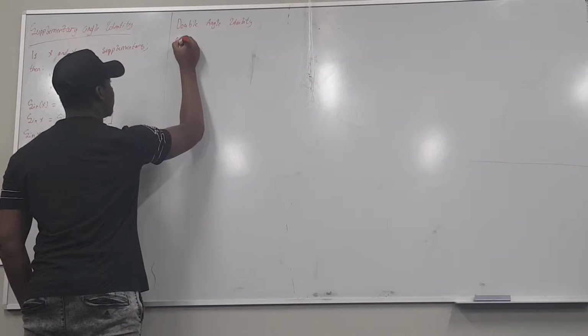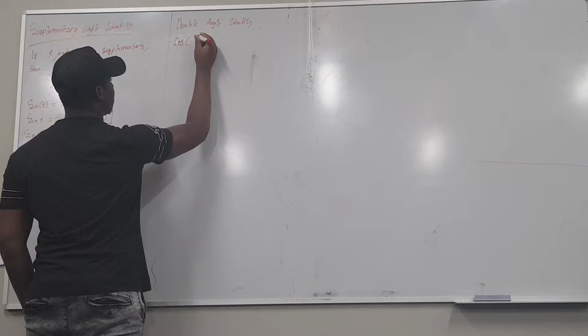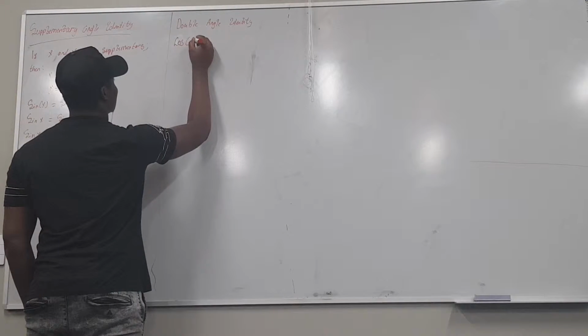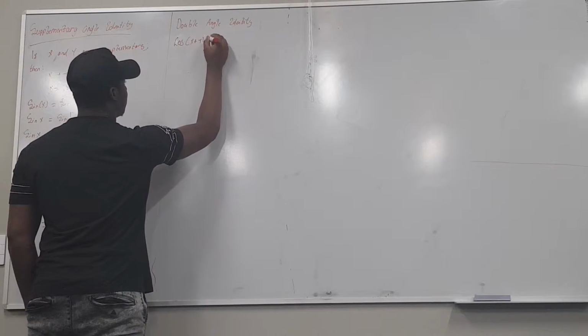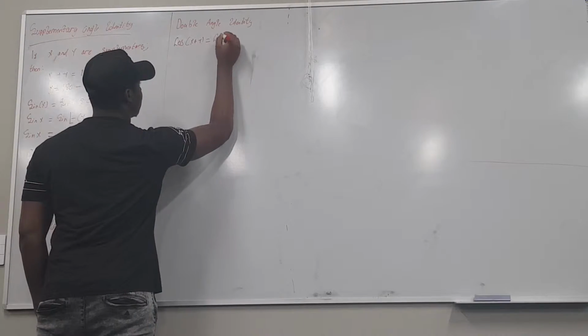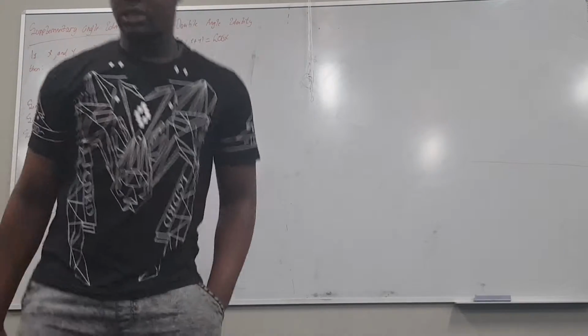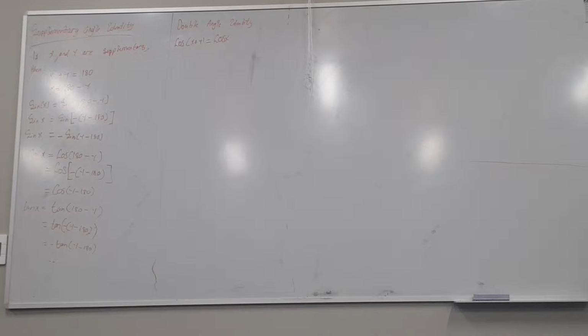Okay, so we know cosine. You can write all this boring stuff down again. Cosine. Let me use x plus y is equal to cosine x. Am I writing too small? That's a bit small.